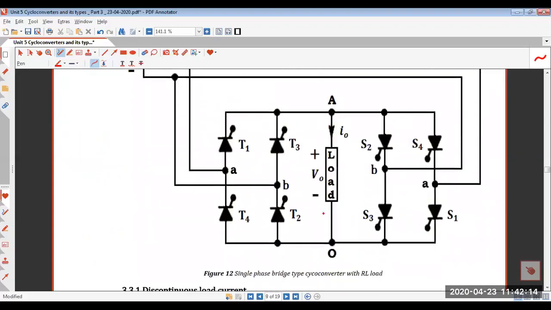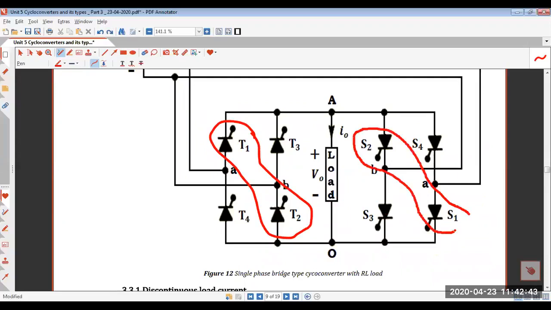The working of this particular cycloconverter is similar to that of the R load, which we studied in the single phase bridge type cycloconverter with R load. Here the SCRs will operate in pairs. For the positive half cycle, T1 and T2 from the positive group of SCRs will conduct, and S3 and S1 and S2 from the negative group of SCRs will conduct. For the negative half cycle, T3 and T4 will conduct, and here S4 and S3 will conduct.